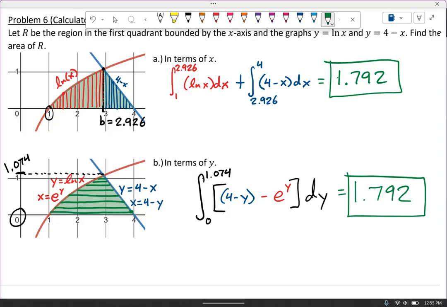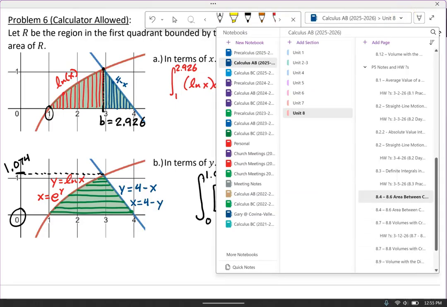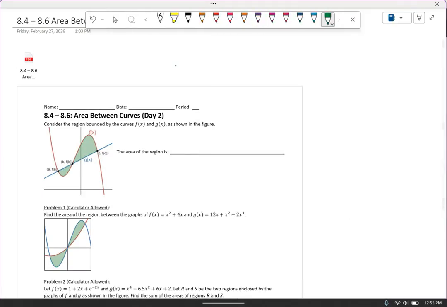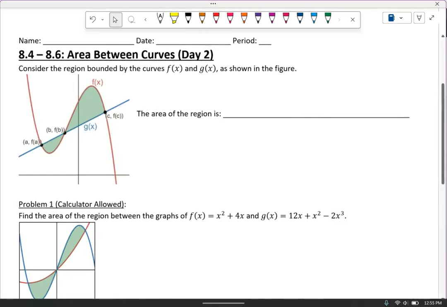So again, as we see demonstrated in this problem, sometimes we might have a problem where doing in terms of x and in terms of y, each of these wasn't that much extra work, but doing in terms of y might be a little bit more efficient because we only need one integral instead of two. But either way, it gives us the same area. All right, let's go ahead and turn the page and continue with our notes. So day 2.